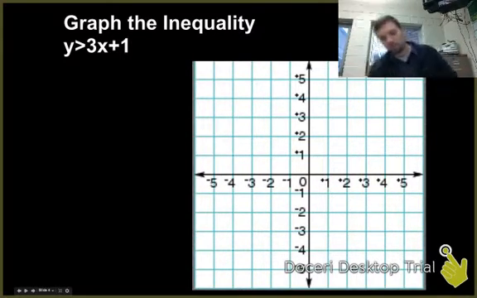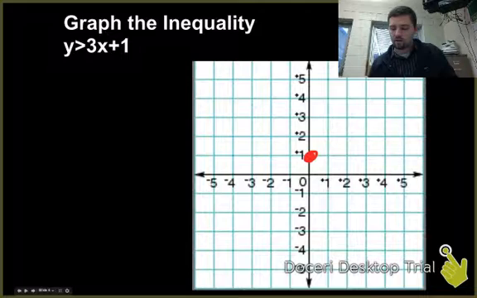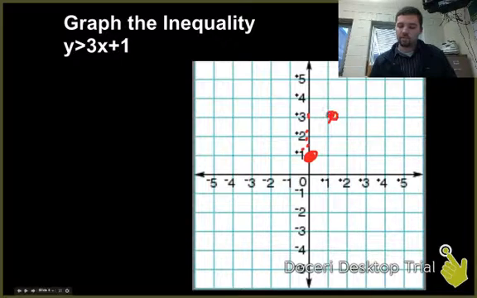Graph the inequality y is greater than 3x plus 1. All right, well, my first step said put it in slope-intercept form. It is. Next, treat it like it was an equal sign and graph it just like you would if it was in slope-intercept form. So my y-intercept would be 1, and my slope is 3. That means I'm going to go up 1, 2, 3, and over 1. Slope of 3 over 1, and connect the dots.